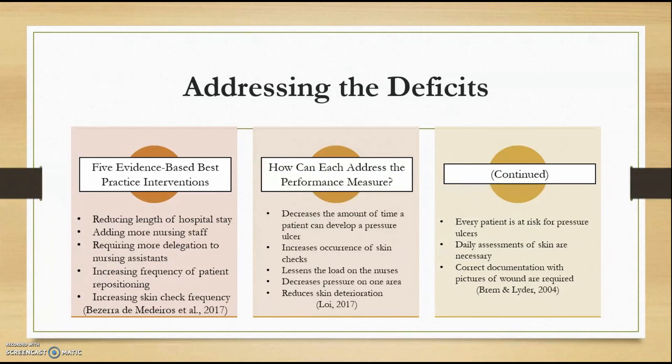Next, we are going to be talking about how each can address the performance measure. First off, it can cause a decrease in the amount of time a patient can develop a pressure ulcer. It increases occurrence of skin checks, lessens the load on the nurses, decreases pressure on one area, reduces skin deterioration, and this all came from the Loy article.